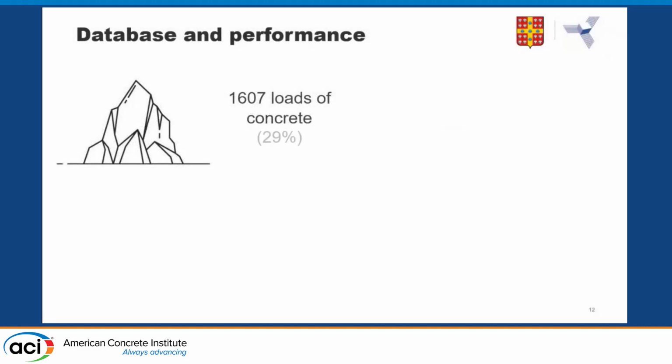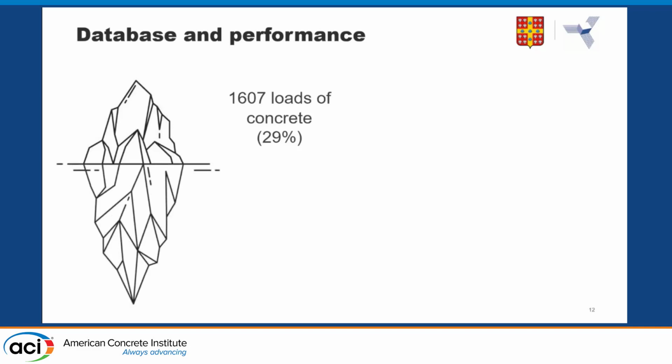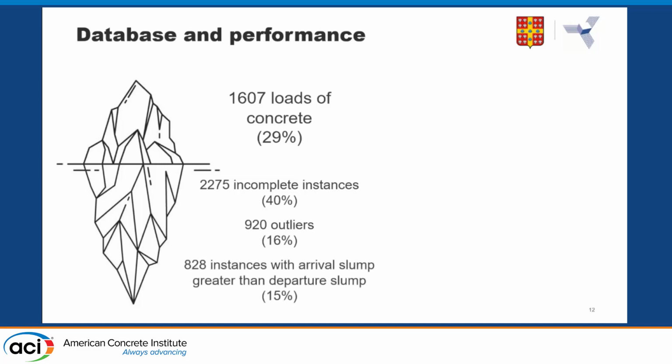So let's get back to our data set. The 1,600 loads of concrete was in fact only 30% of the whole data set. That's only the tip of the iceberg. For that study, I had nearly 5,000 instances, and 40% of them were incomplete, 16% of them were outliers, and 15% of them were instances where the arrival slump was greater than departure slump.